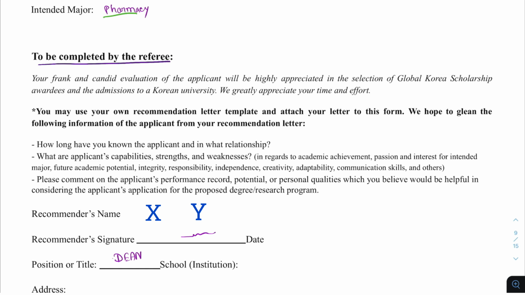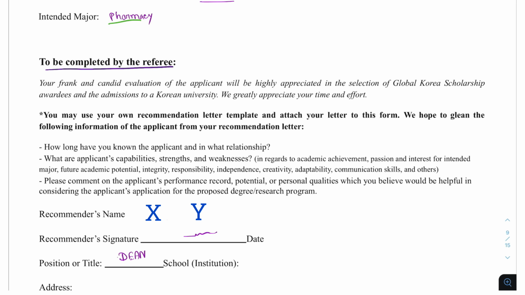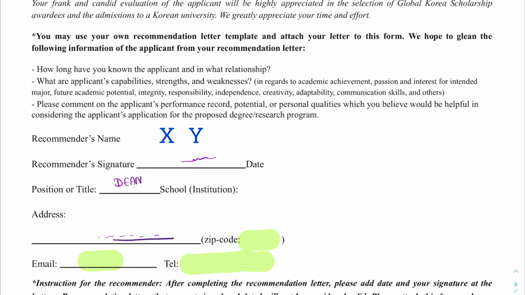Suppose the recommender's name is Das Suman, my professor's name, and then he will put his signature, and the position is the dean, his address, his place code, and then the email address and telephone number.